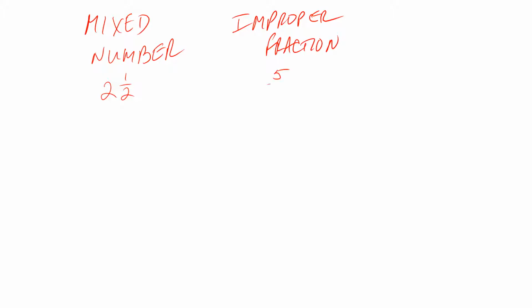is a fraction like 5/4. What makes it improper is the top number, the numerator, is larger than the denominator. Can't have that. That's called an improper fraction. All right, so let's make a picture first, and we'll do a couple of examples.